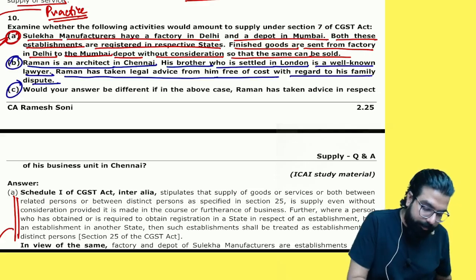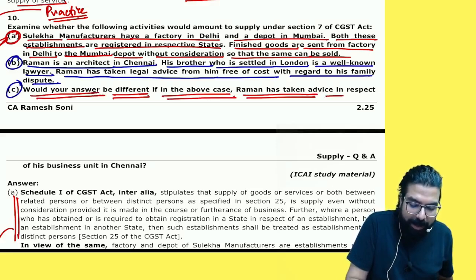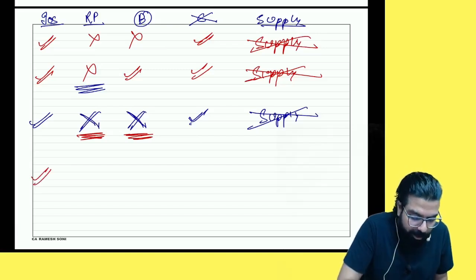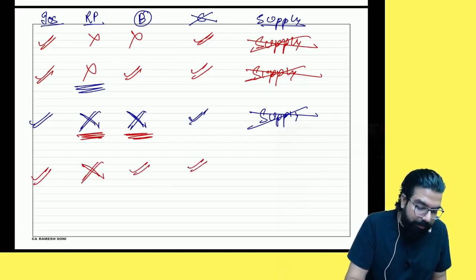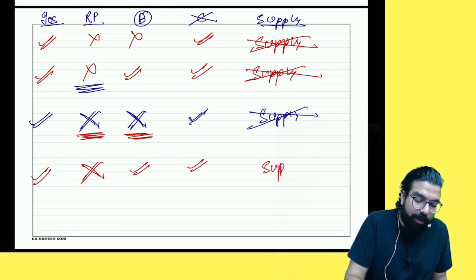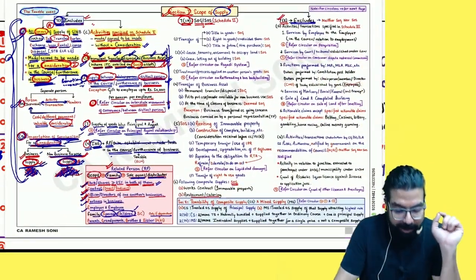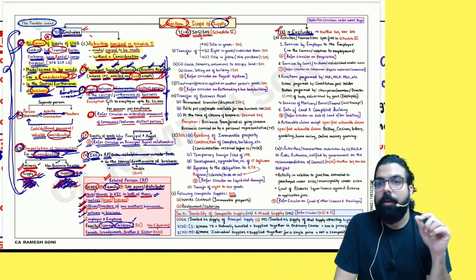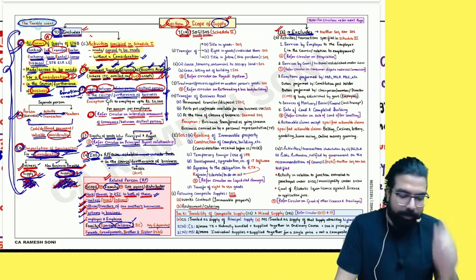Chalo, next. Would your answer be different if in the above case Raman has taken advice in respect of a business unit in Chennai? Okay, 1 minute. Importation of service, related, not related. Business, without consideration, but supply, not supply. Why not supply? Not a related person. Please tell me, everyone, are we clear till here? Can I go ahead, everyone? Sure. Now listen. Anyone, any doubt? Can I go ahead? Next.